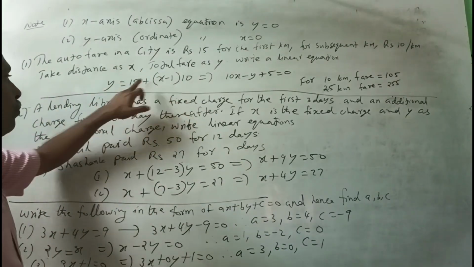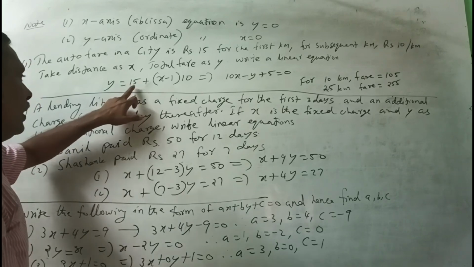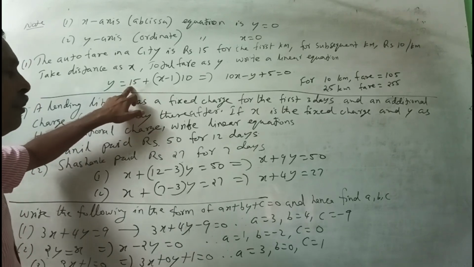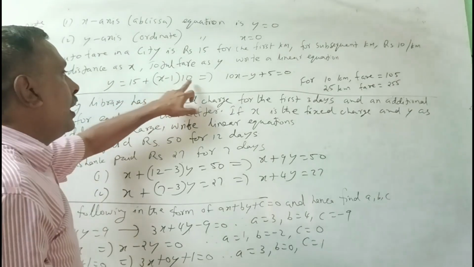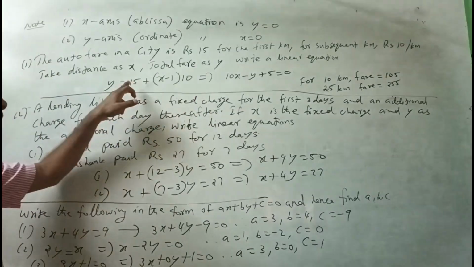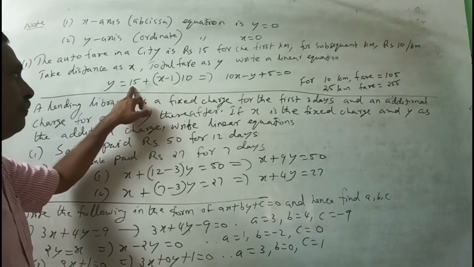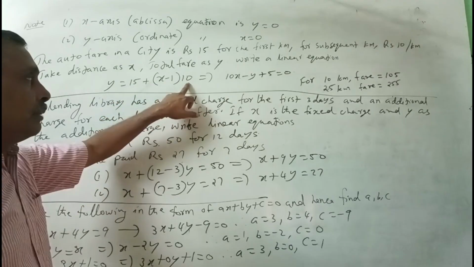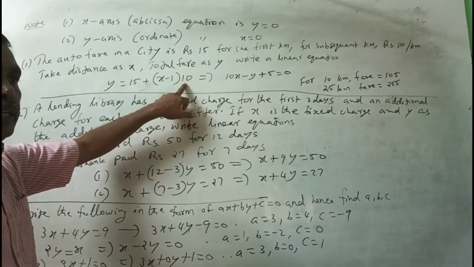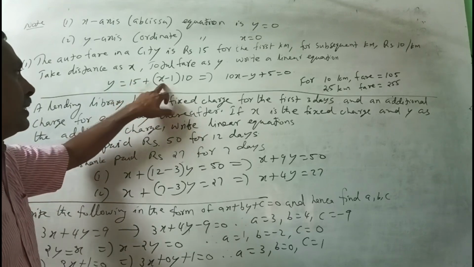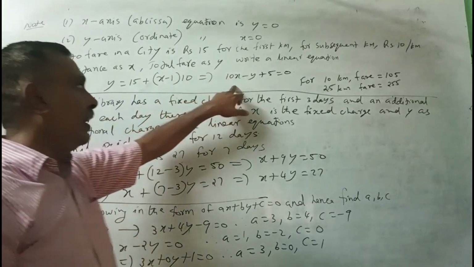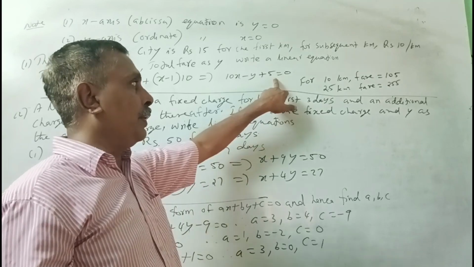You have to reduce 1 from it, because 15 is already paid for the first kilometer. So you reduce 1 from here and multiply by 10. For the first kilometer it is rupees 15. For the remaining, that is each subsequent kilometer, it is 10. That is why 1 is reduced from there. 15 plus (x minus 1) into 10. Simplifying, 10x minus y plus 5 equals 0.